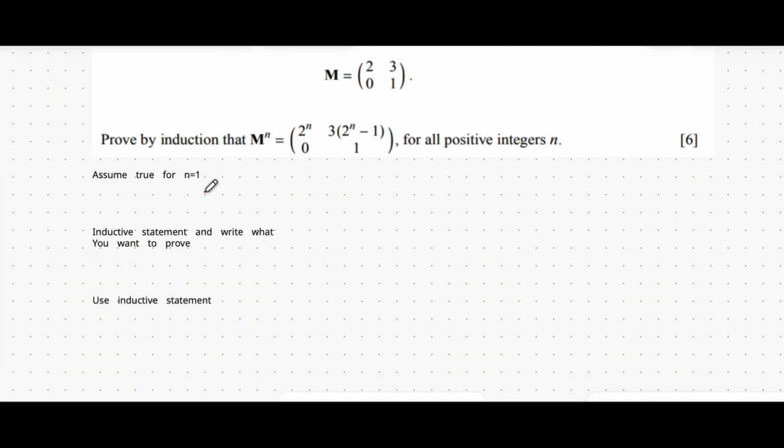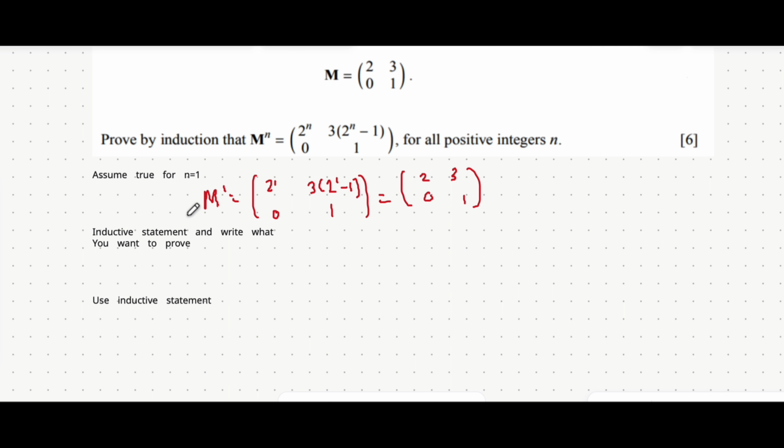So let's do that. M to the power of 1 would be 2 to the power of 1, which is just 2, but we'll simplify that later. And then the second term would be 3, and then in brackets 2 to the power of 1 minus 1. This term here would be 0, and this term would be 1. Now let's focus on the simplification. 2 to the power of 1 is just 2. 2 take away 1 is 1, multiplied by 3 is 3, and then 0, and then 1. So it matches the matrix that we're looking for, so that's completely correct.